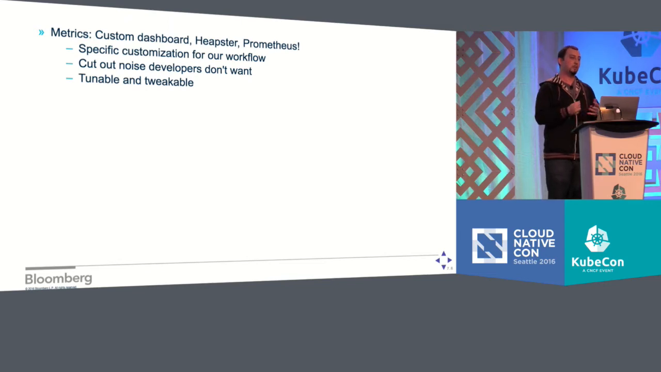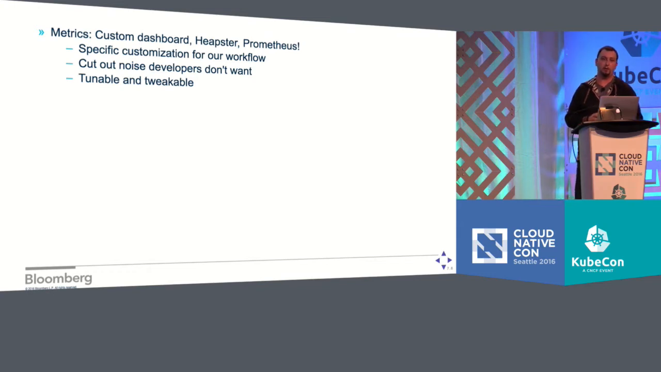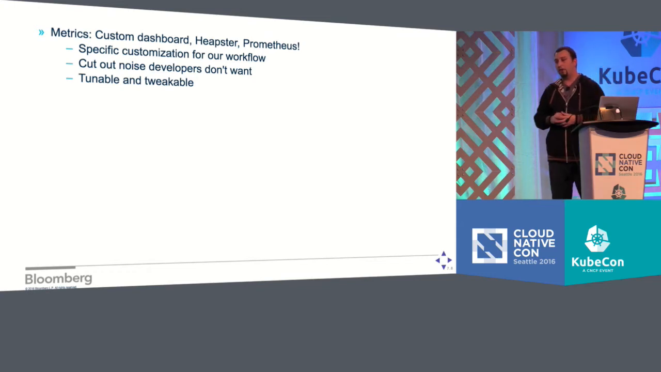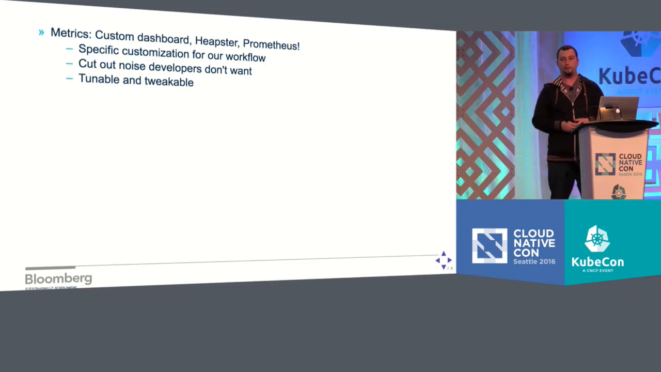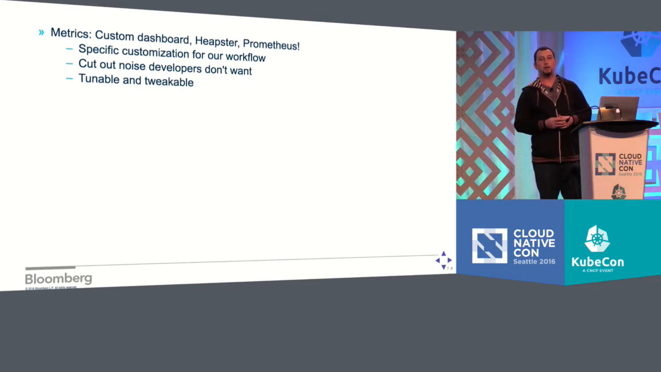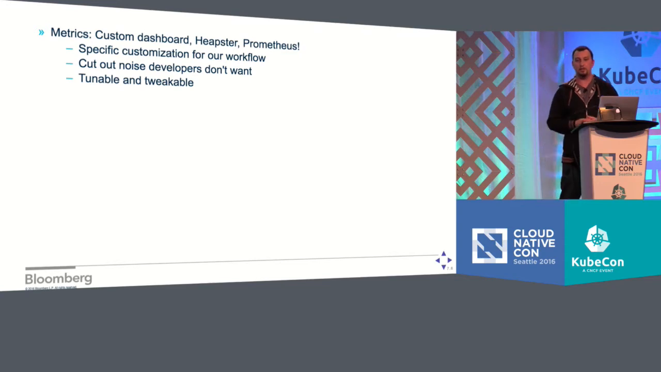So for metrics, kind of a custom dashboard. We're using Heapster and Prometheus. These are already kind of understood standards for container metrics in the world for the most part. We have a little bit of a custom dashboard so we can display the metrics that are going to be useful to the application teams, but we want to abstract away a lot of the fluff that's not useful for them. They don't care necessarily about how much memory DNS is using on their cluster, because why would they care? They want to know what their application is doing.